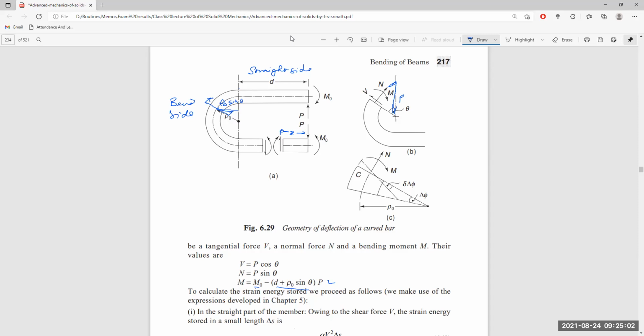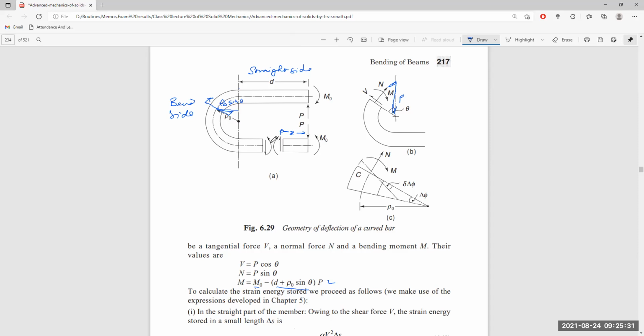M0 is the external bending moment acting, rho is the radius of curvature of the central axis, and sine theta defines the position of the section under consideration itself, and d is the length of this U-shaped beam starting from the right side to the left side itself.